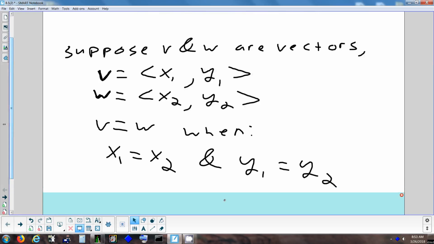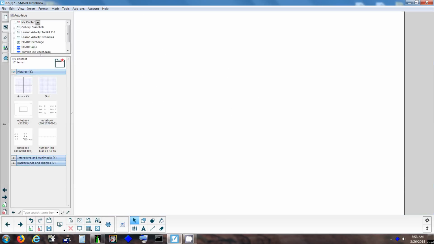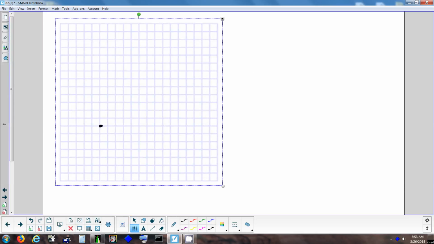Okay, so I'm going to sketch a picture, and I'm going to show you something that sometimes people get a little confused on, whether or not the vectors are equal. But we'll use this definition to see whether or not they are. Let me just get a grid so I can draw it to scale. We'll start here, go here. So there's one vector. And we'll start here and go here. Do those vectors have the same initial point? No.